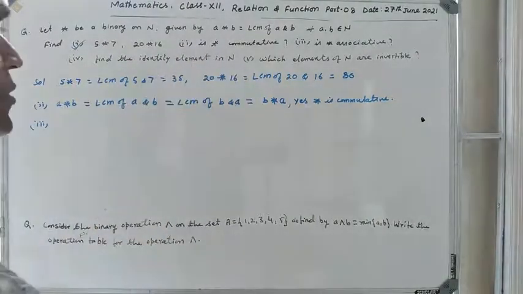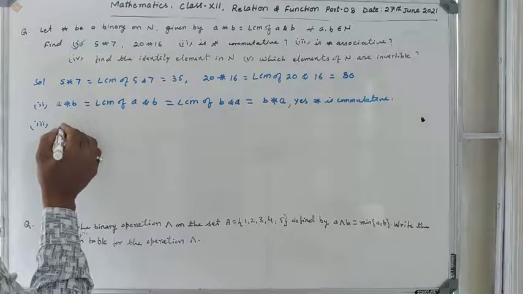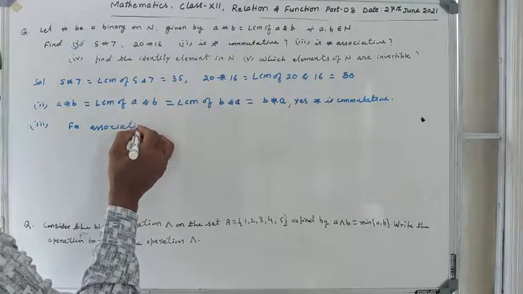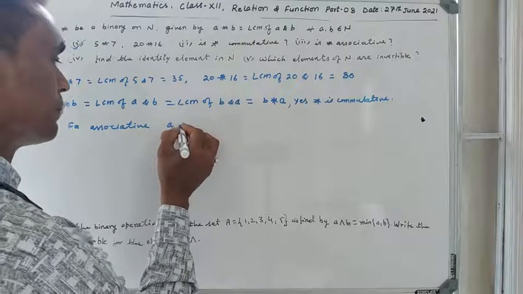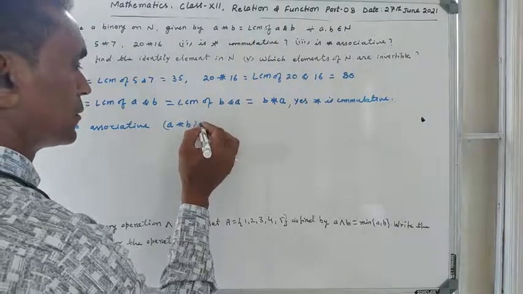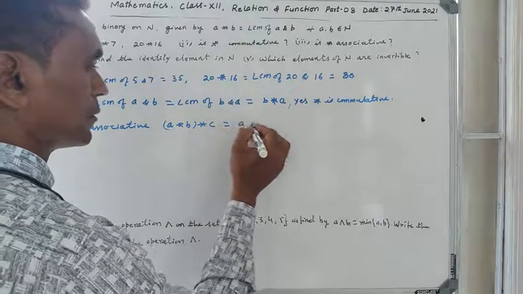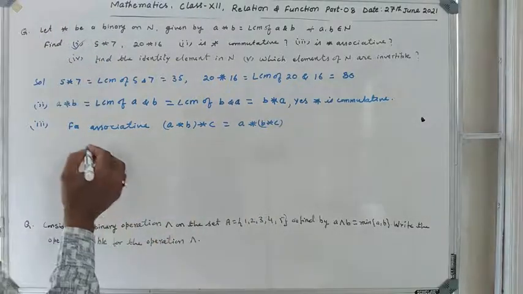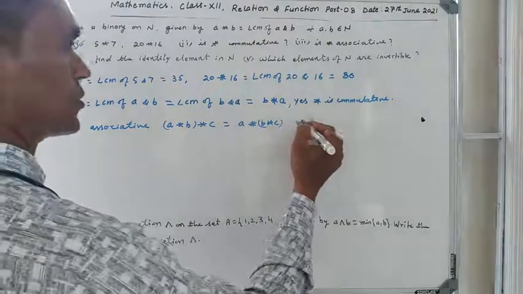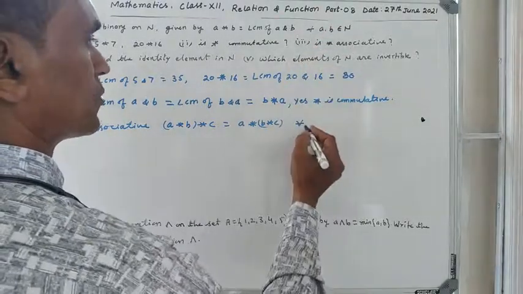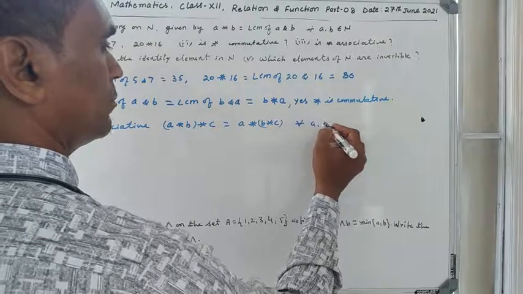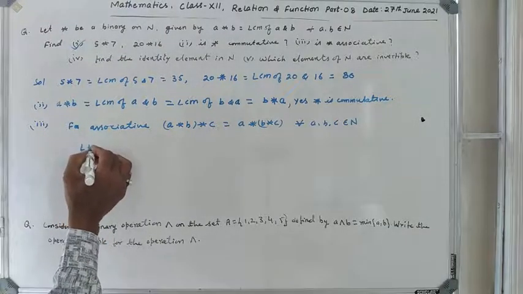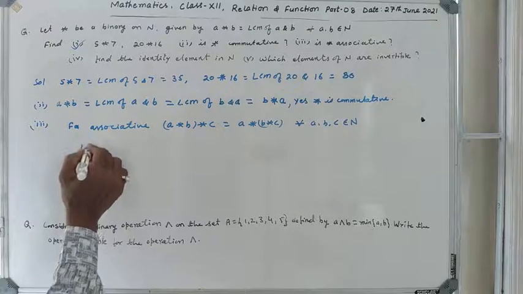Third part is associative. So for associative, we prove (a star b) star c equals a star (b star c), for all a, b, c belongs to the set of natural numbers. So you start from the LHS.